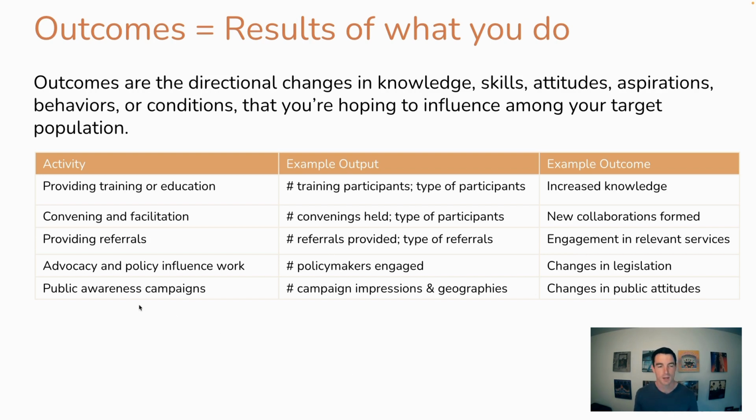One last example: public awareness campaigns. We're going to run some public awareness campaigns to change attitudes about an issue. An output might be the number of impressions, where these impressions happen, the number of unique people that saw this thing. The outcome that we're aiming to achieve is some kind of change in public attitude, maybe even a change in behavior as a result of that change in attitude. So I hope that that distinction makes sense.